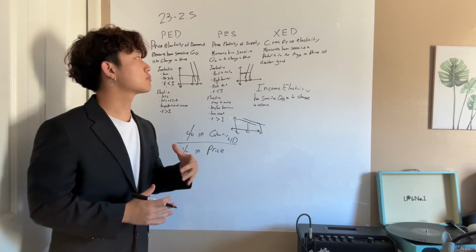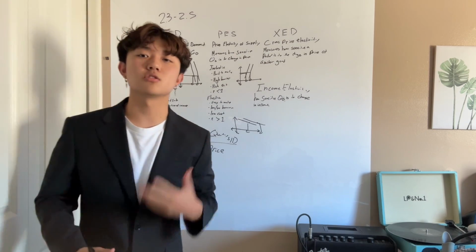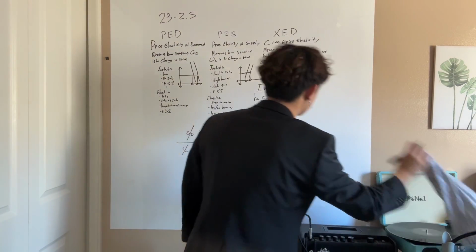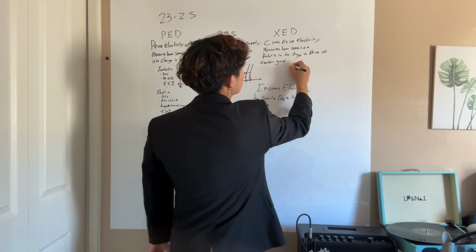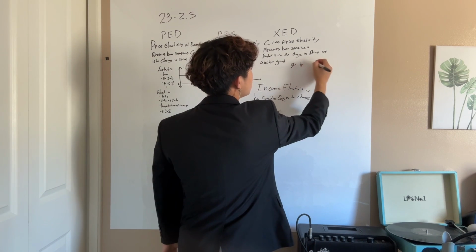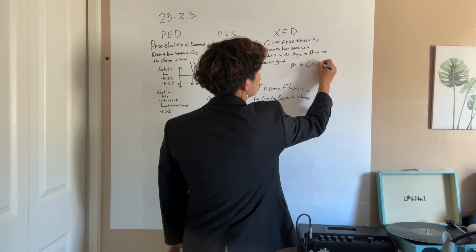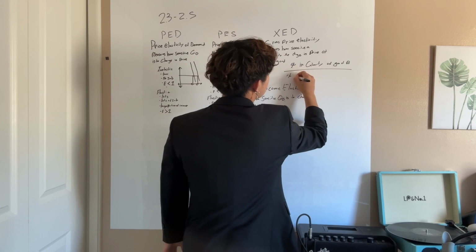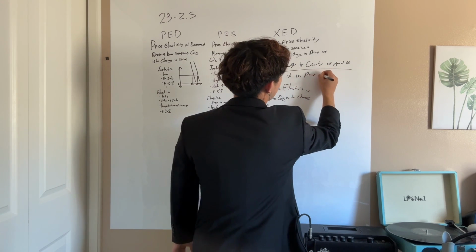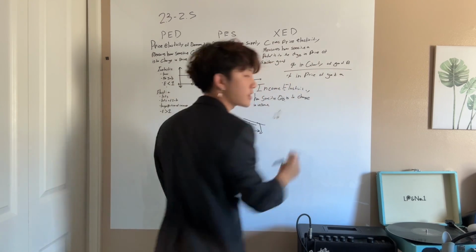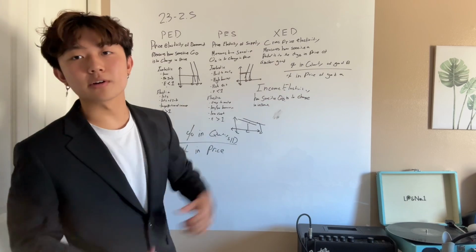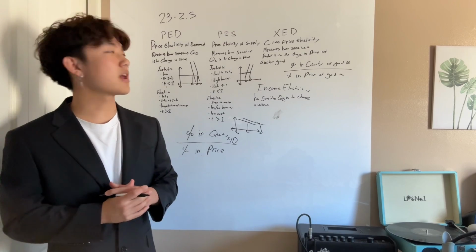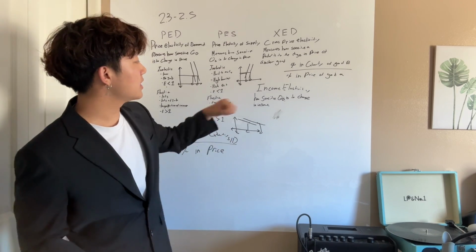Now, there are 2 more we need to cover. There's XED, the cross price elasticity. It measures how sensitive a product is to the change of another product's price. So, it'd be percent change in quantity of good B over percent change in price of good A. An example of this is milk and cereal. If the price of milk skyrockets, you're not really going to want cereal as much.